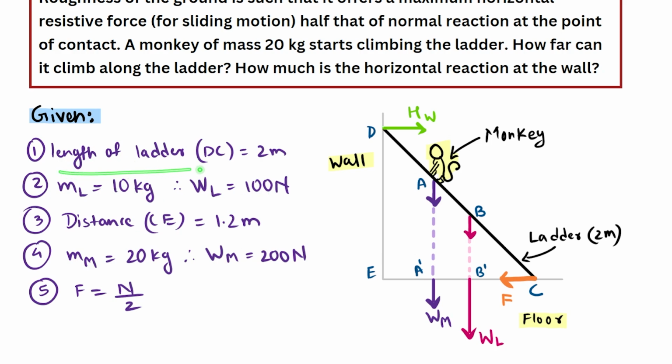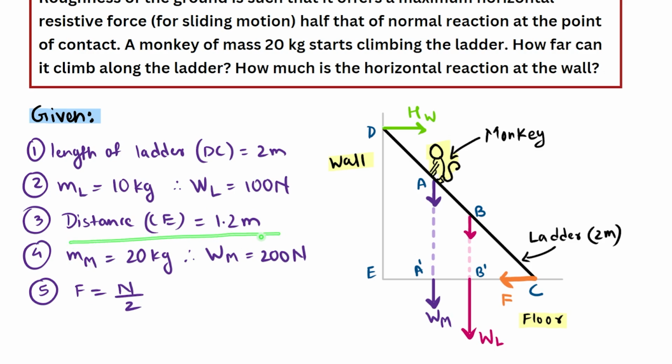सबसे पहले हमें जो है ladder की length दी गई है जो हमारे diagram में DC represent करता है, that is 2 meters. Then we have been given the mass of our ladder. So mass of the ladder is 10 kgs. So the weight exerted by the ladder would be 100 newtons because weight is equal to mg. और यहाँ पे g को हम 10 consider कर रहे हैं simplicity के लिए. So we are interested in weight offered by the ladder, that is 100 newtons.